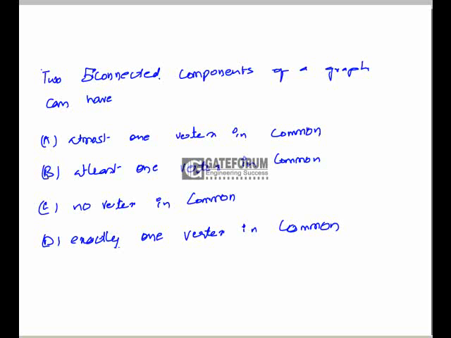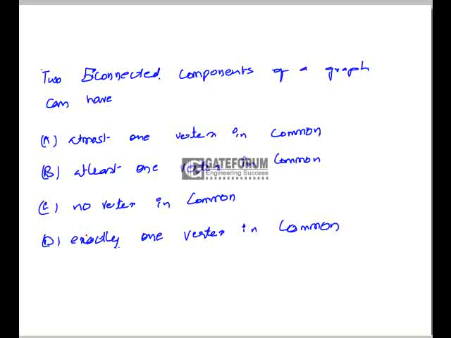Two biconnected components of a graph can have: option A, at most one vertex in common; option B, at least one vertex in common; option C, no vertex in common; and option D, exactly one vertex in common. What is a biconnected component? A biconnected component is a component of a graph which doesn't contain any articulation points.